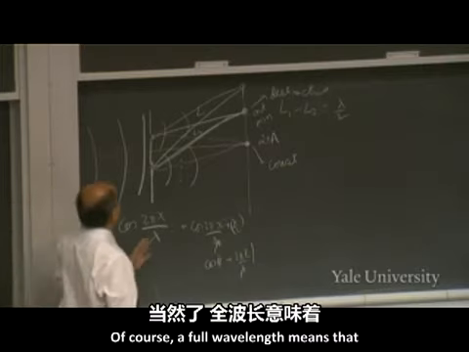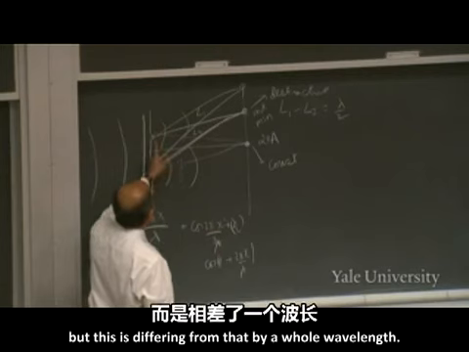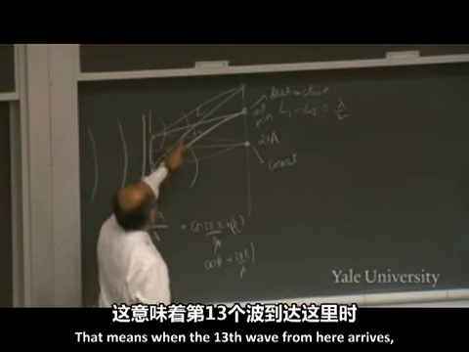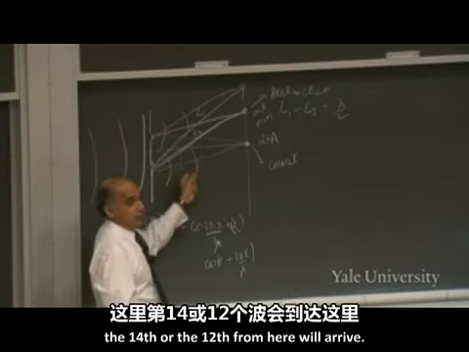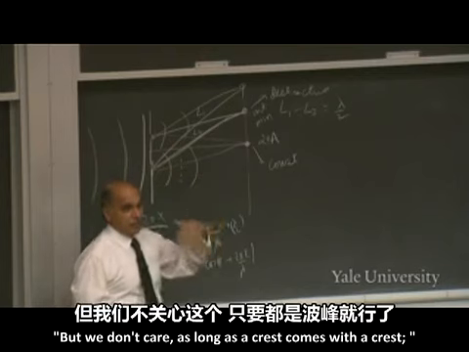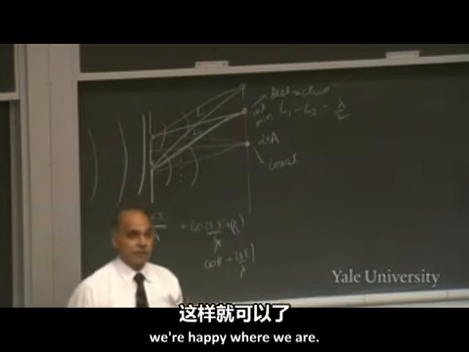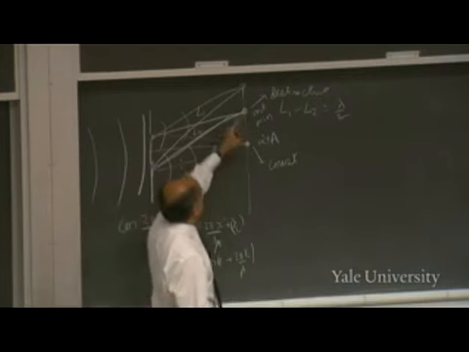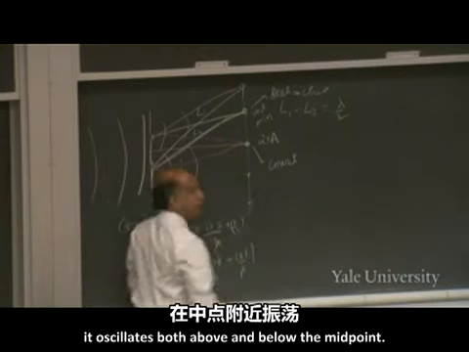Of course, the full wavelength means that these are not doing the same length, but this is differing from that by a whole wavelength. That means when the 13th wave from here arrives, the 14th or the 12th from here will arrive. But we don't care, as long as the crest comes with the crest. We are happy where we are. So things start with constructive, destructive, constructive, destructive. It oscillates both above and below the midpoint.